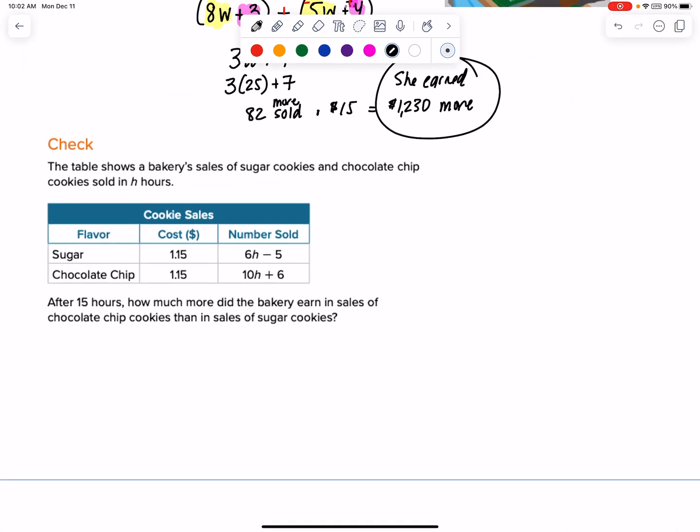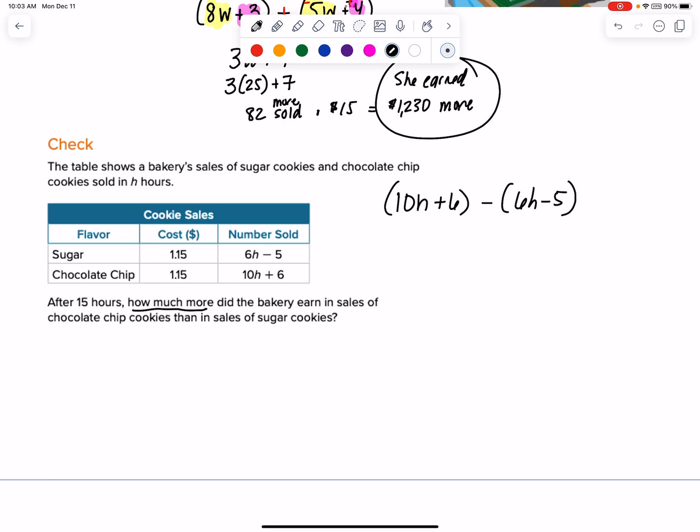It's the same idea. This table shows a bakery's sales of sugar cookies and chocolate chip cookies sold in a certain amount of hours, which is represented by H. This section is just the number of cookies sold. There's our cost, just like the t-shirt question. After 15 hours, how much more did the bakery earn in sales of chocolate chips than in sales of sugar? So they're giving you the order, chocolate chips than sugar. So make sure when you start setting this up, we have a 10H plus 6 minus 6H minus 5.